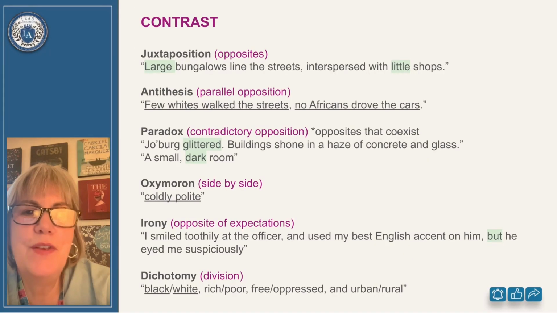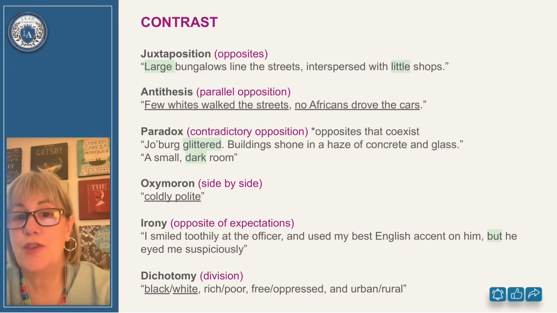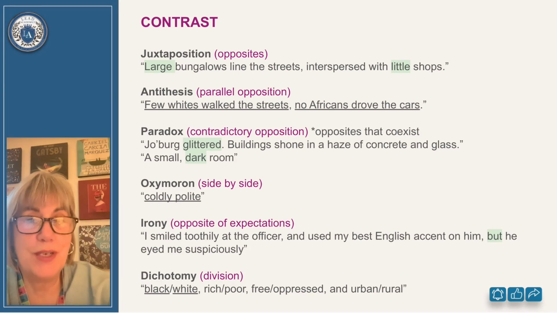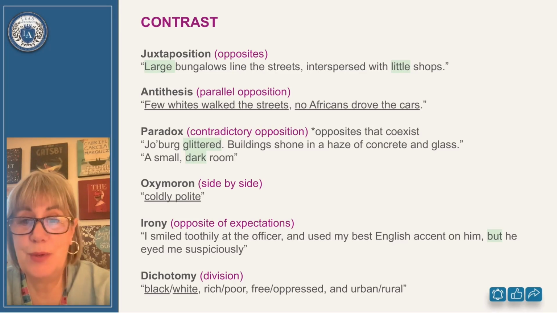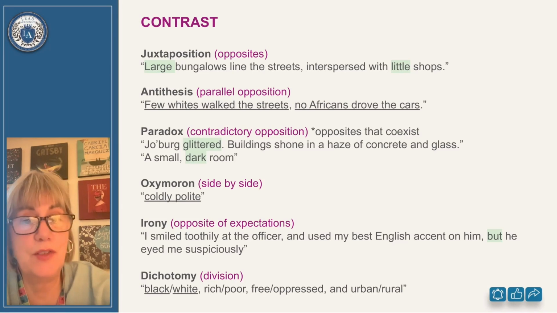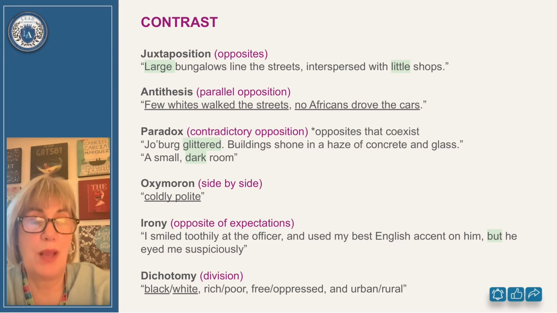Here's a quick review of the devices of contrast. Juxtaposition highlights opposites. Antithesis highlights opposites through a balanced syntactic structure. Paradox highlights opposites through contradiction. Oxymoron highlights opposites visually side by side. Irony highlights opposition through subverting expectations. And dichotomy highlights opposition through polarity.